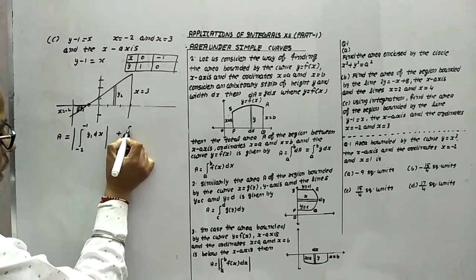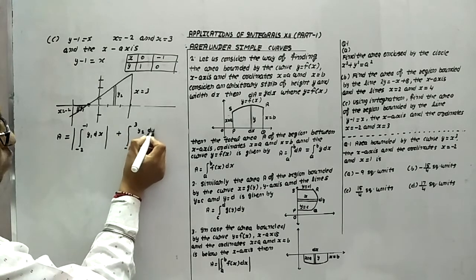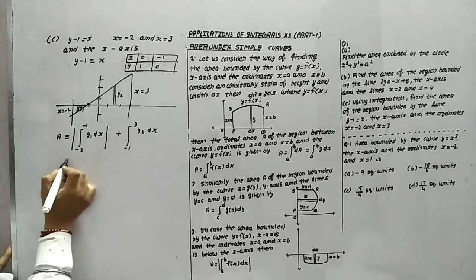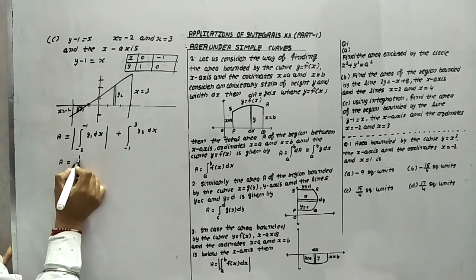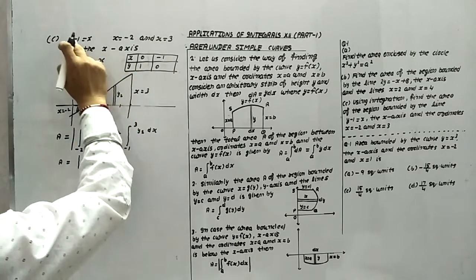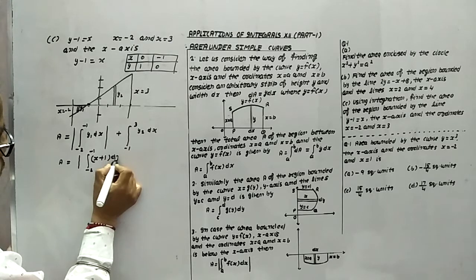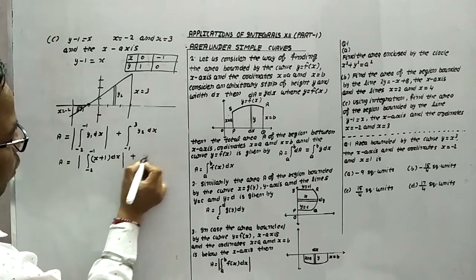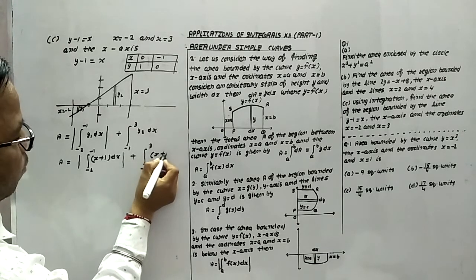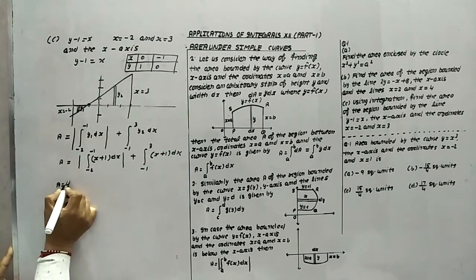And then plus the integration from -1 to 3 of y2 dx. In each case, this is the line and this is the line. So first of all, we put the value for -2 to -1. What is the value of y1 from here? x plus 1, and this is dx. And for this part, from -1 to 3, it is x plus 1 dx.